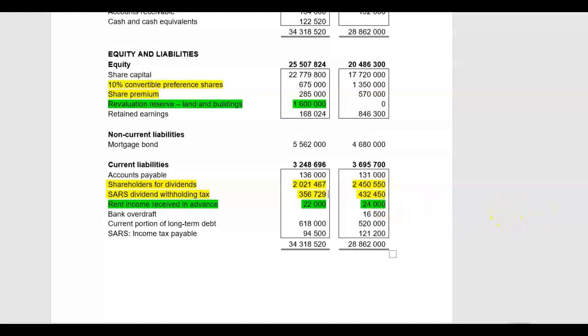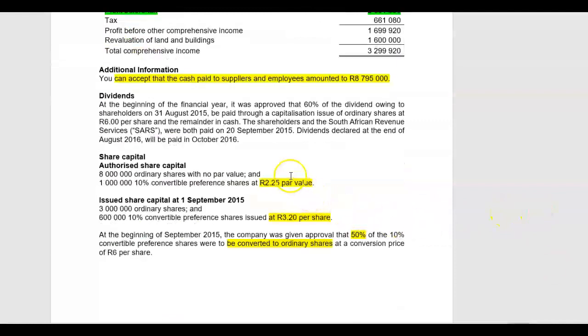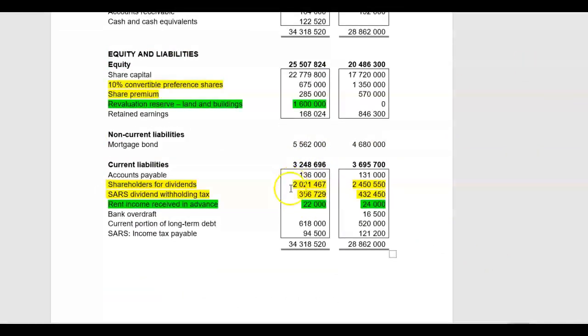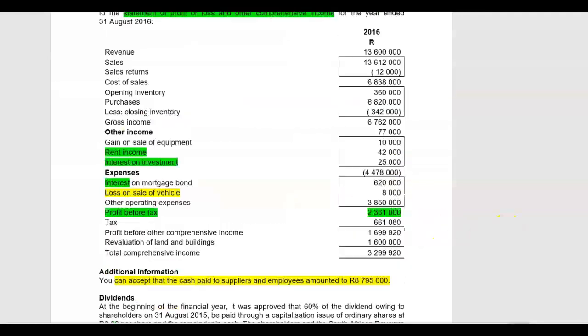432,450. Now they say 60% of that amount was settled by way of a capitalization issue and the remainder was paid in cash. Shareholders and the South African Revenue Services were both paid on 20 September 2015, so the cash flow has taken place. Dividends declared at the end of the year will only be paid in August 2016. So that means, by implication, that this outstanding balance here at the end of the year has not yet been paid. And that full amount there has either been paid by way of a capitalization issue or by cash.